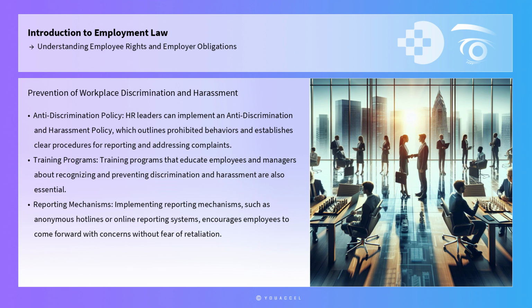A critical aspect of both employee rights and employer obligations is the prevention of workplace discrimination and harassment. Discrimination can occur based on race, gender, age, disability, religion, or other protected characteristics. Harassment, similarly, can manifest through unwelcome conduct that creates a hostile work environment. To address these issues effectively, HR leaders can implement an anti-discrimination and harassment policy, which outlines prohibited behaviors and establishes clear procedures for reporting and addressing complaints.